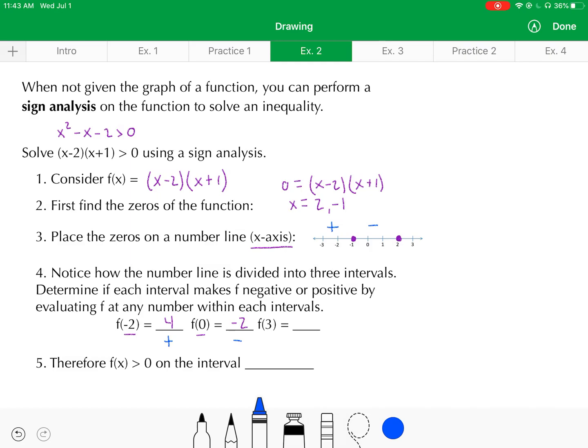Now I'll repeat the process one more time by choosing a number in the final interval.